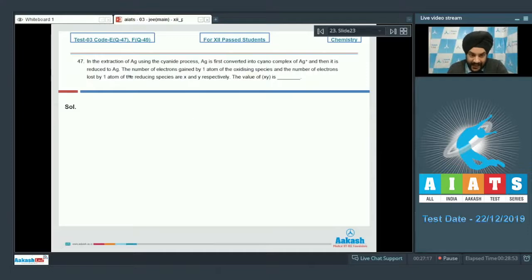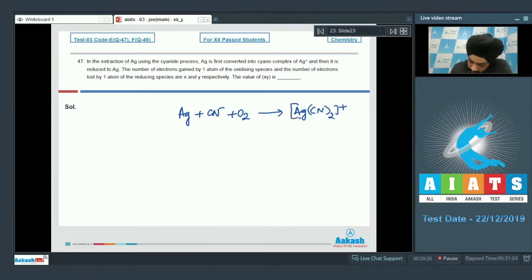Question number 47. In the extraction of Ag using the cyanide process, Ag is first converted into cyano complex of Ag plus and then it is reduced to Ag. The number of electrons gained by one atom of the oxidizing species and the number of electrons lost by one atom of the reducing species are X and Y respectively. The value of X into Y is. So we have Ag. It reacts with CN minus in the presence of O2, a complex of silver cyanide is formed, and this O2 is converted into OH minus.